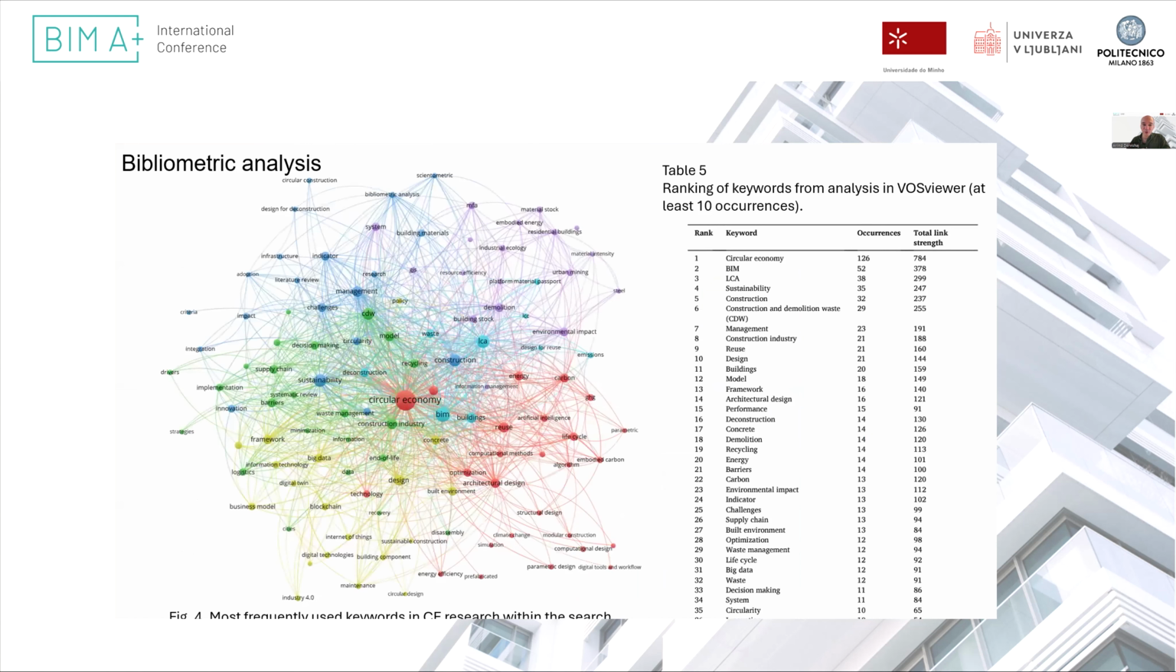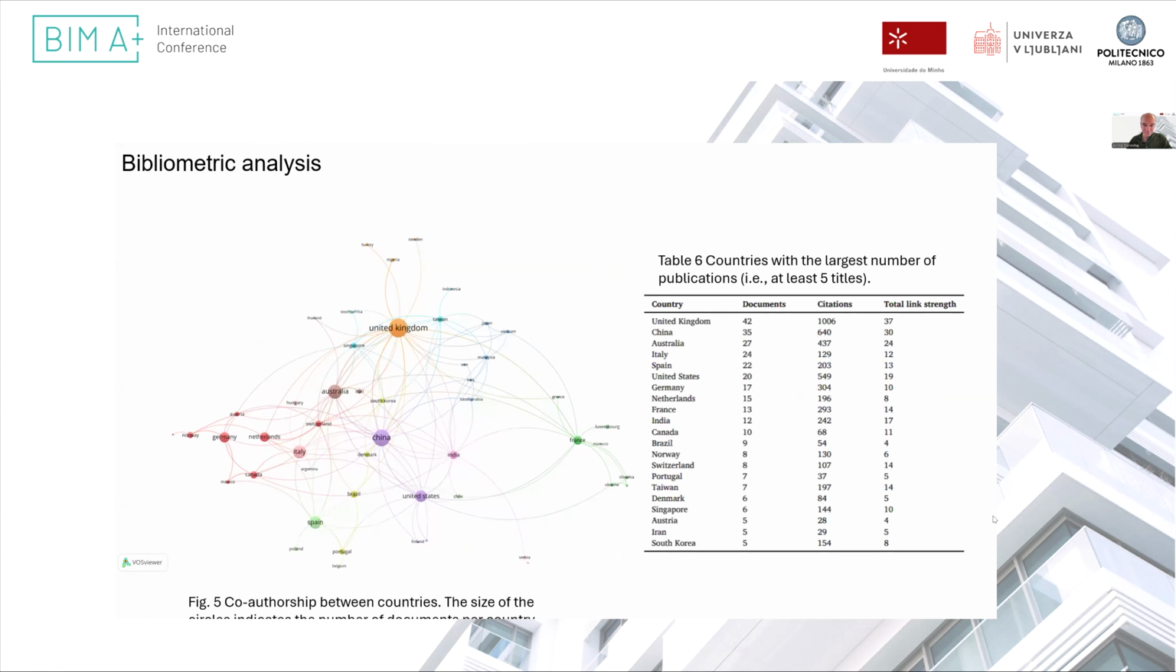And what we looked at in this bibliometric analysis is that after circular economy, BIM was the second most used keyword and most focused topic relating to circular economy, followed by LCA, sustainability, construction, and so on. And reuse was actually a bit lower, at 9th, but still quite important. And then there's the list of other keywords that were emerging in this analysis.